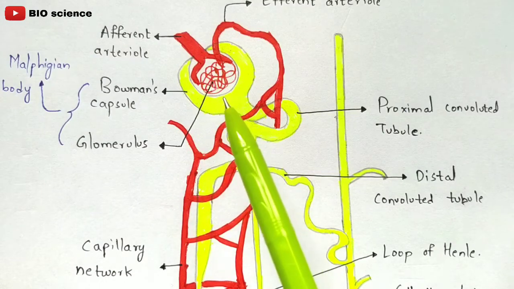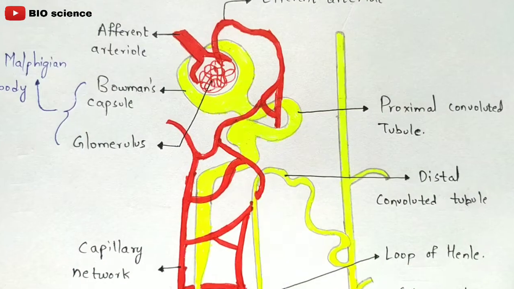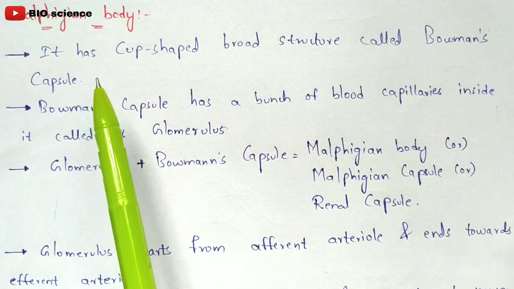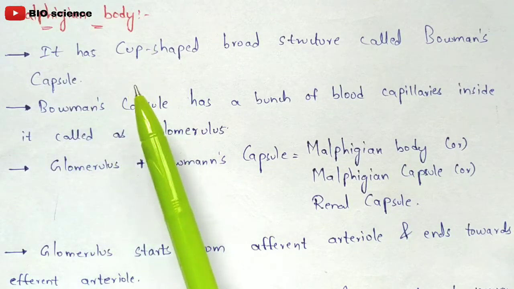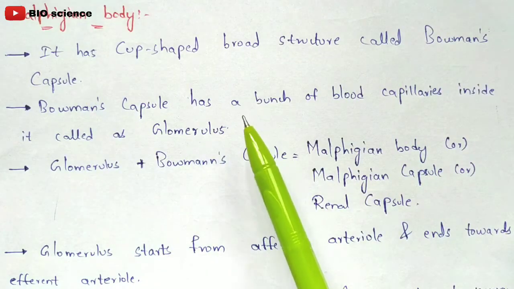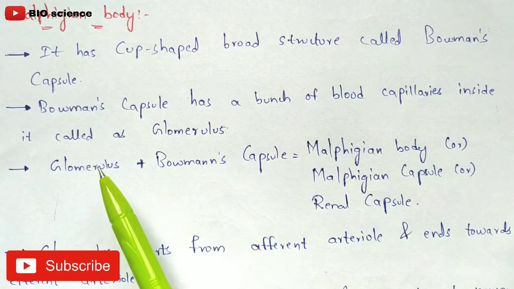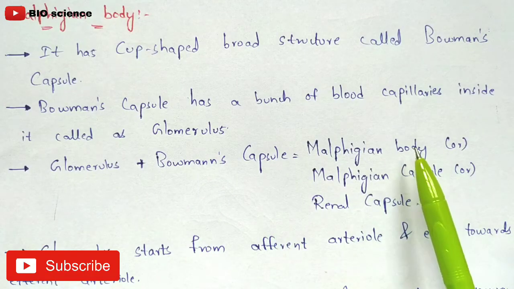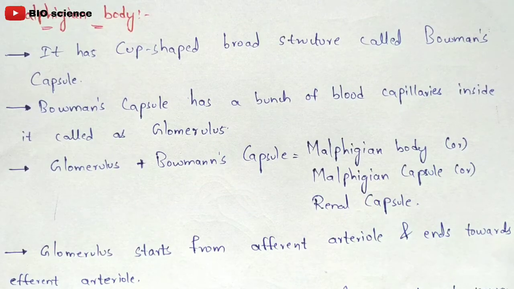Fine. So now I'm going to give you some of the main important sentences regarding the structure of the nephron. So students, as I have told you, the nephron has two main important parts. They are Malpighian body and renal tubule, right? So coming to the first one, Malpighian body. It has a cup-shaped broad structure called Bowman's capsule. Bowman's capsule has a bunch of blood capillaries inside it called glomerulus. And the glomerulus and Bowman's capsule together constitute the Malpighian body. And the other names of the Malpighian body are Malpighian capsule and renal capsule.